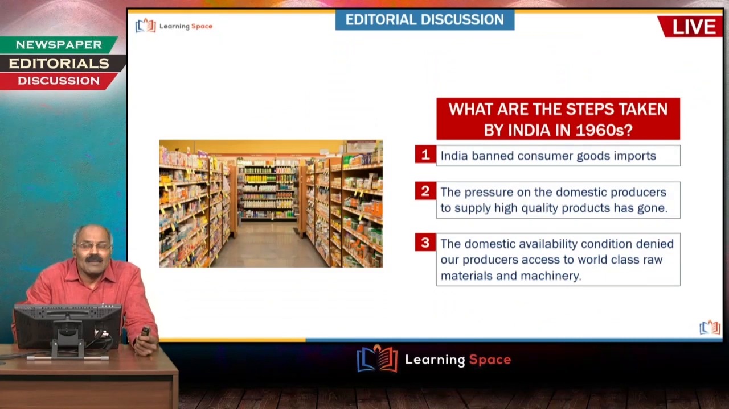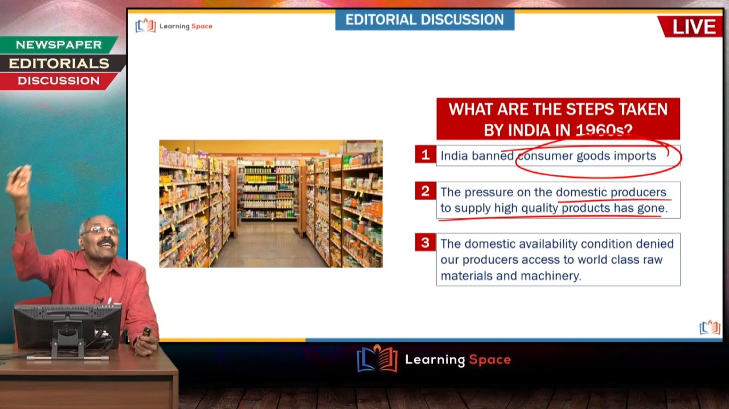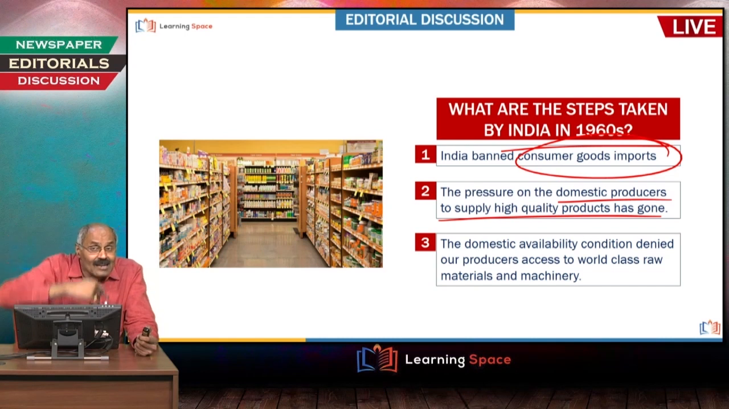Right? Then what are the steps taken by India in the 1960s? In the 1960s, what has India done? India banned consumer goods imports. The pressure on domestic producers to supply high quality products was gone, because when there is no foreign mobile phone of high class quality in our country, then our domestic producers may produce very poor quality phones. When foreign phones are there, then our people have to raise the quality.